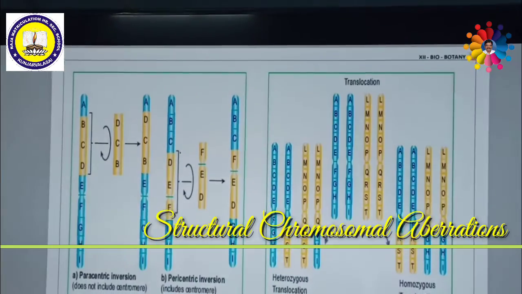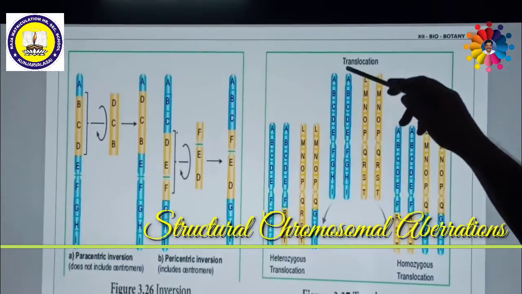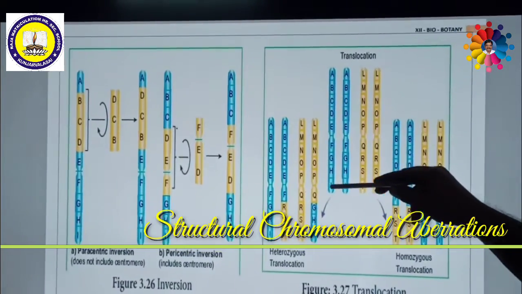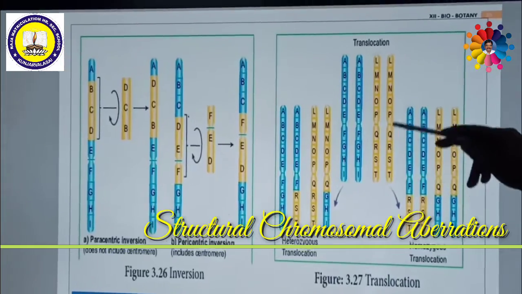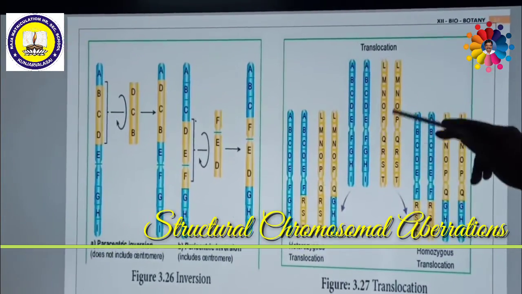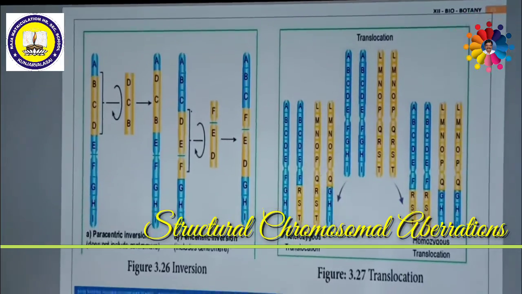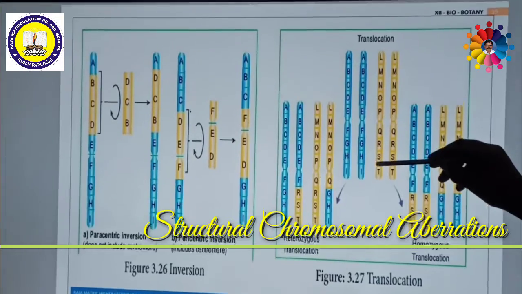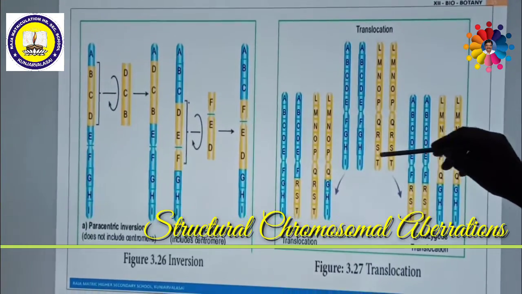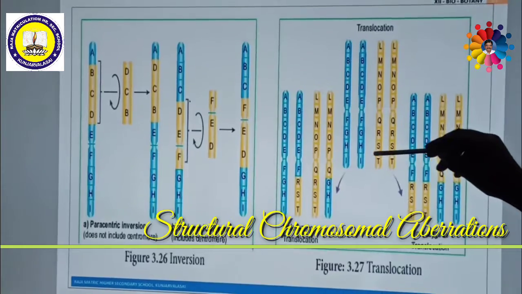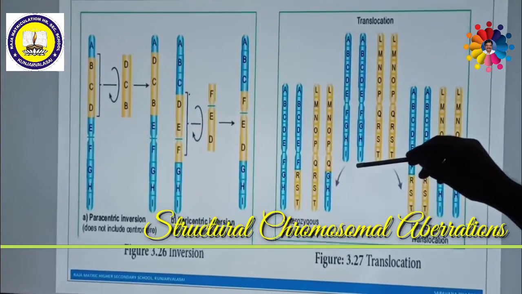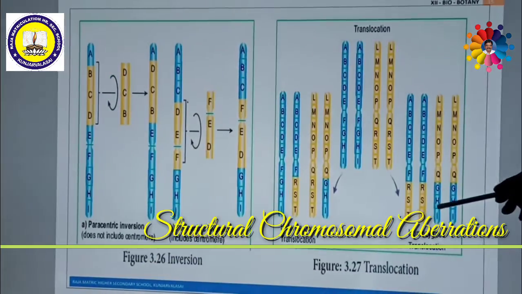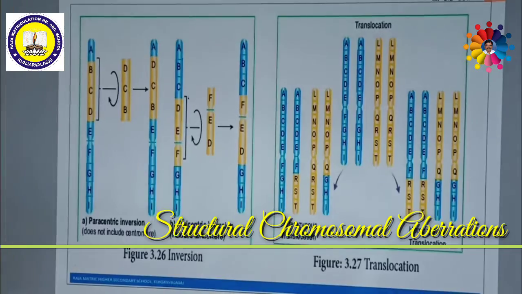What is simple translocation? Imagine these are normal: A, B, C, D, E, F, G, H and A, B, C, D, E, F, G, H. These are homologous chromosomes. This is another homologous chromosome: L, M, N, O, P, Q, R, S. These are the genes. Suppose this is a gene, T. If gene T is cut off and joined to the other chromosome, this is one kind of translocation, called simple translocation.